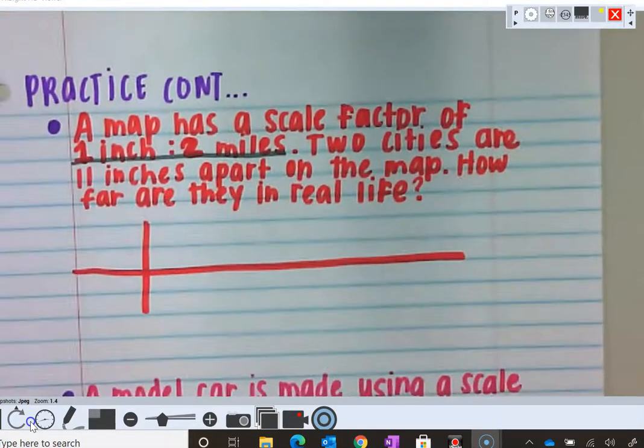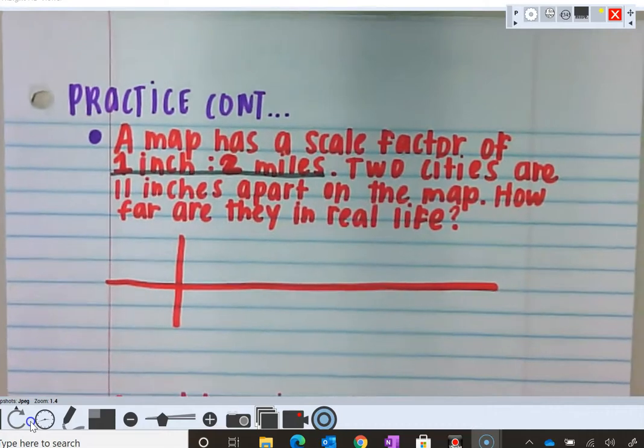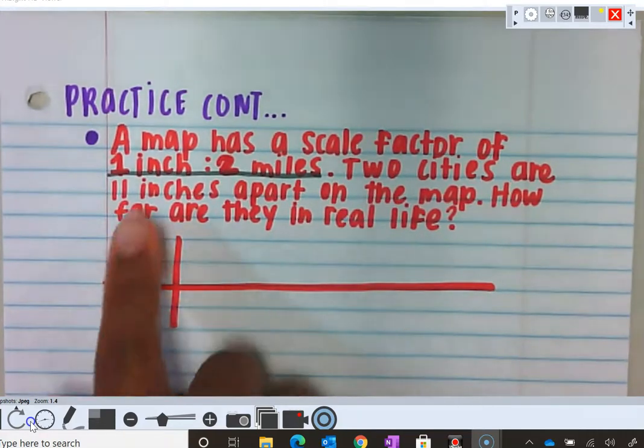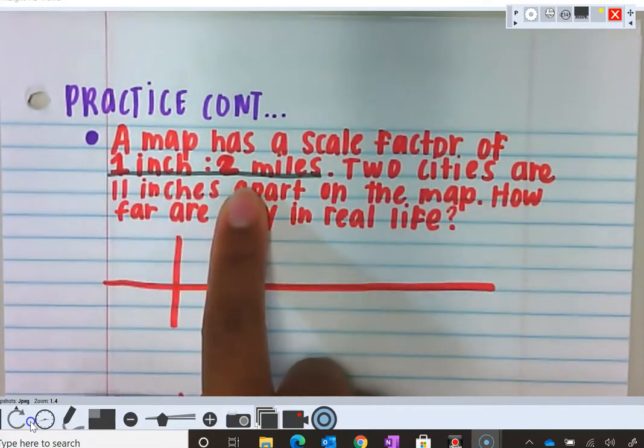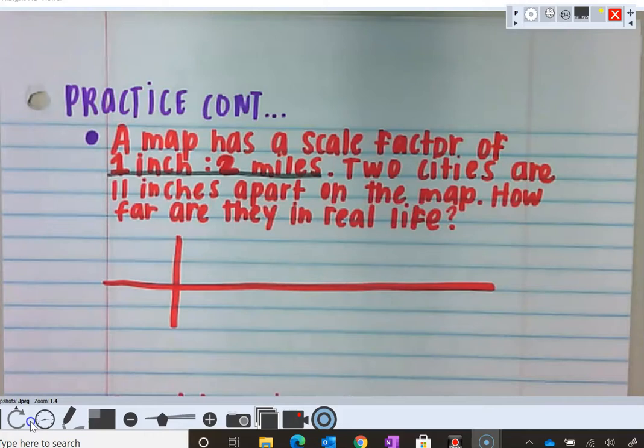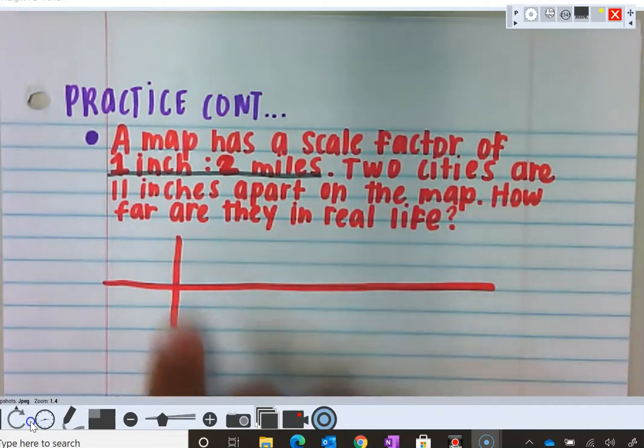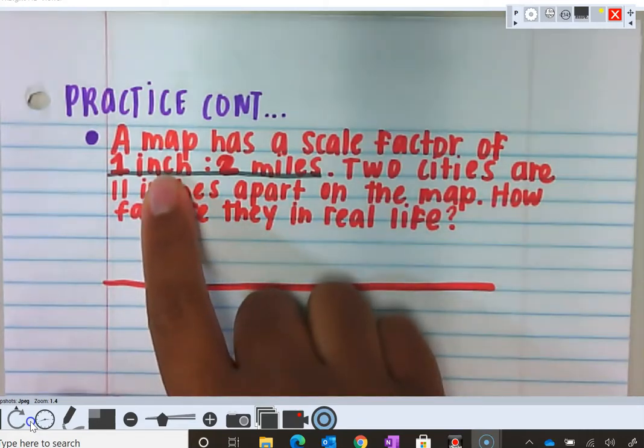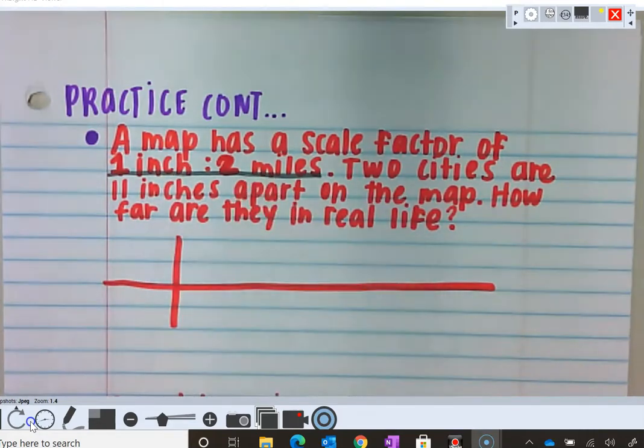A map has a scale factor of 1 inch for 2 miles. So every inch on the map is actually 2 miles in real life. So if we're looking at a map, we know a map is a small representation of a larger scale. If I'm looking at a map of Georgia on a piece of paper, it's a very small version of what Georgia really is. And so on this particular map, 1 inch is 2 miles. So already we know what we're comparing.